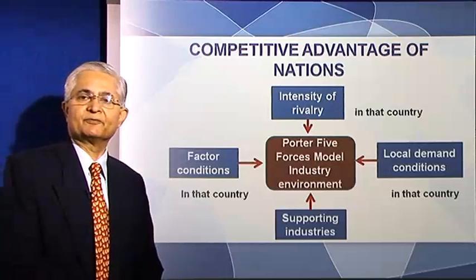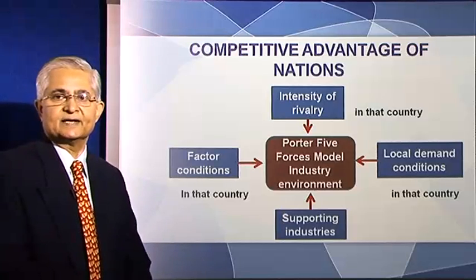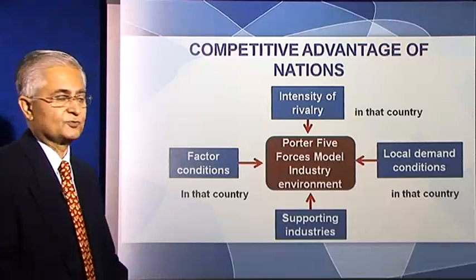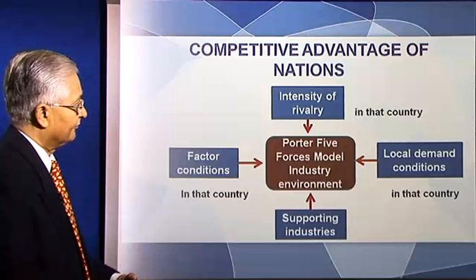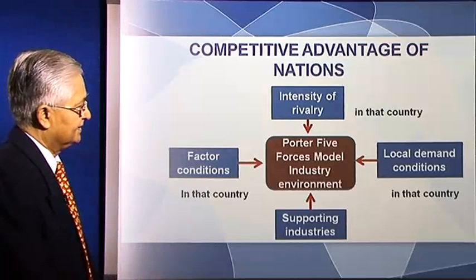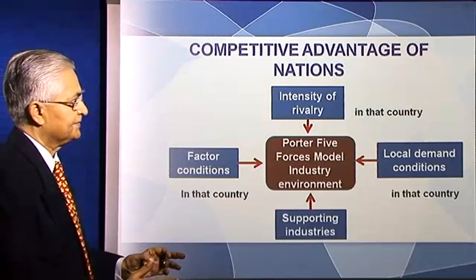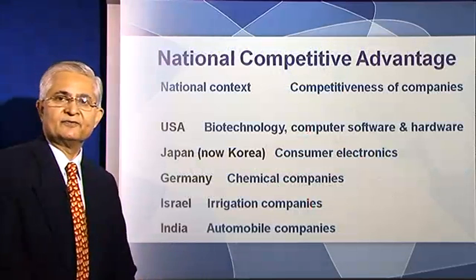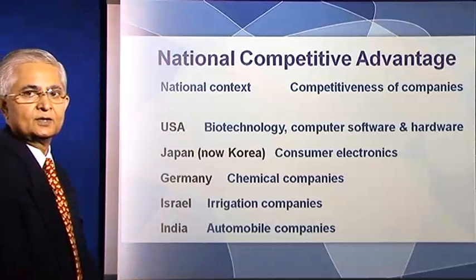We again go back to Professor Michael Porter, who through the National Competitive Advantage model has helped us to analyze the competence of different nations when it comes to different kinds of industries. Professor Porter says that there are four forces in this case: the intensity of rivalry in a particular country, local demand conditions, supporting industries, and factor conditions. These four factors together impact industries in that country, right? So Professor Porter's National Competitive Advantage model will really help us to answer questions like this.